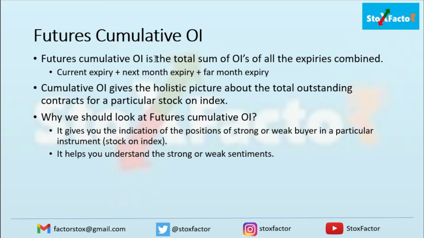Now when we talk about cumulative OI, we are talking about the total sum of the open interest of all the expiries combined. What do we mean by that? We are adding up the open interest of the current expiry, whatever is outstanding in the market, and the next month expiry and the far month expiry. Friends, as you already know, most of the stocks have futures contracts not only for the current month but for the next month and another next month. So up to 2 months you will find the futures contracts.